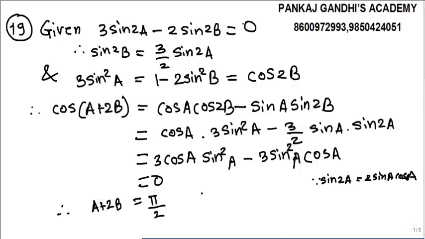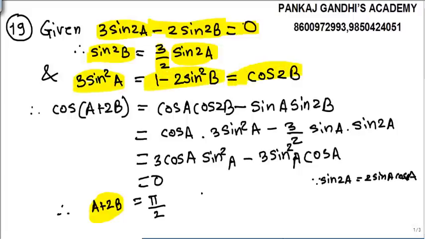Question number 19. Here we have to find out the value of the angle a plus 2b. It's given 3 sin 2a minus 2 sin 2b is equal to 0. So I can write this equation as sin 2b is equal to 3 by 2 sin 2a. It's also given 3 sin square a is equal to 1 minus 2 sin square b.